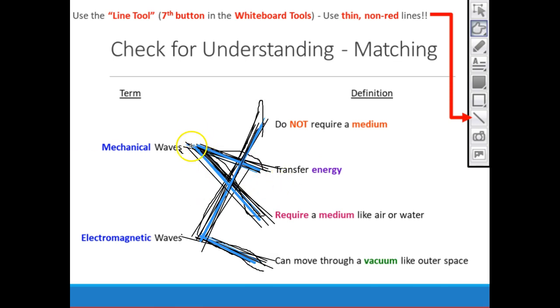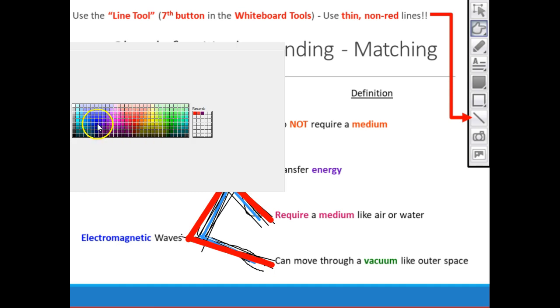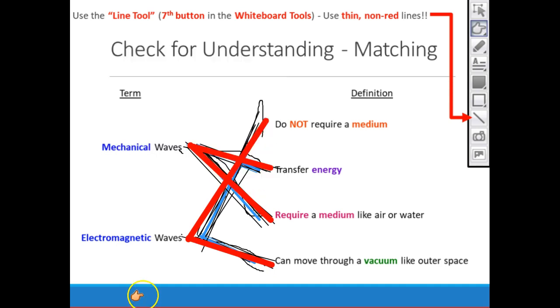So, mechanical waves, yes, they do transfer energy and they do require a medium like air or water. Electromagnetic waves do not require a medium and they can move through a vacuum like outer space. However, there is one that you got incorrect. It's kind of a trick one. Remember, guys, is sunlight a type of energy? Is light a type of energy? We just talked about this last unit, 2 units ago. Is light a type of energy? Does light give you energy? Does light give plants energy?